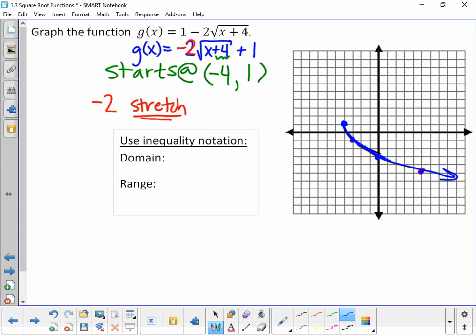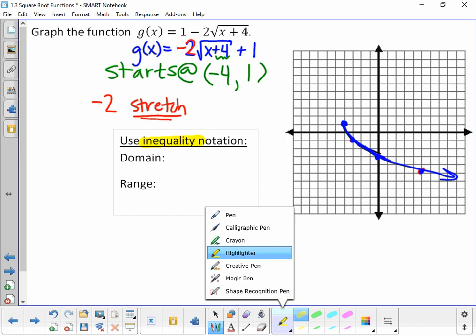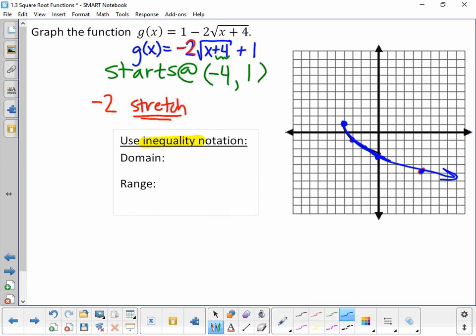And now we're going to write the domain and range of this function in inequality notation. So the domain here, if we're looking at the x values, it looks like all of the x values of this function are greater than or equal to -4. And for the range, this one's a little different. Instead of having the y values greater than a number, our y values can be very negative. They have a highest value that they can't go above, so it's y is less than or equal to, in this case, +1.